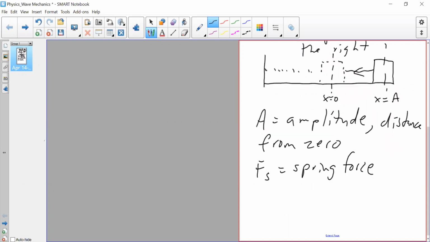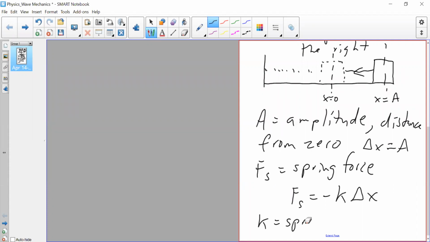And we're going to quantify that spring force as negative K delta X. Now this delta X is the same as A. So anytime you see delta X, it's just going to be equal to the amplitude. Delta X is the displacement from 0, or the amplitude. Fs is the spring force. K is what we call the spring constant.